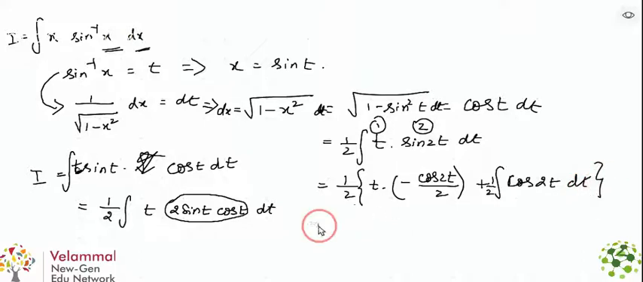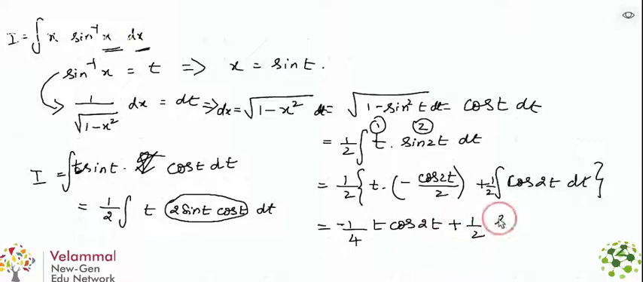Close the bracket. So I need to multiply half inside. So half into 2, 1 by 4, minus t cos 2t, plus half into cos 2t integration is sine 2t divided by 2, plus c. Do not stop like this. You will say t is equal to sine inverse of x and then stop. Do you understand that?